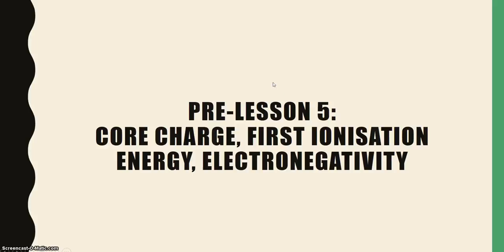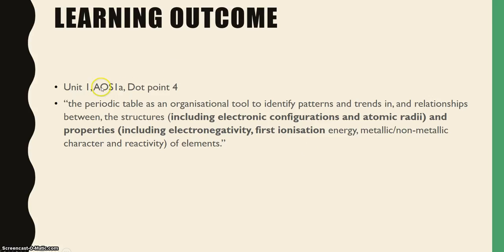Hi guys, and welcome to the next lesson, pre-lesson 5, which covers core charge, first ionization energy, and electronegativity. These are key properties of the periodic table. Under Unit 1, Area of Study 1A, 12.4, in the VCAA study design, this is the information that you're required to know. In the last lesson, we covered the periodic table as an organizational tool and identified patterns with the groups and the periods.